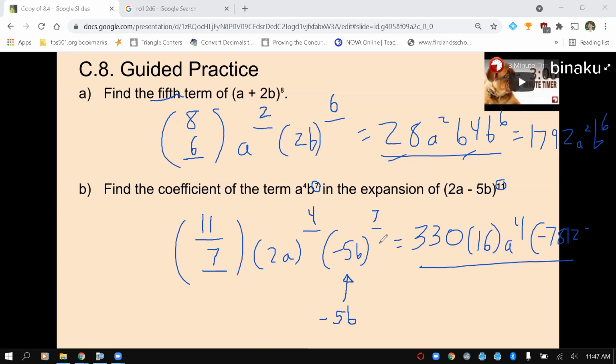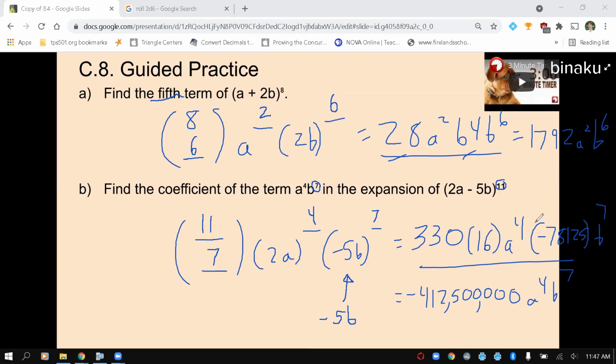And so if we multiply those 3 together, that's a big number. Oh, wow. Negative 412,500,000. Negative 412 million. A to the 4th, B to the 7th.